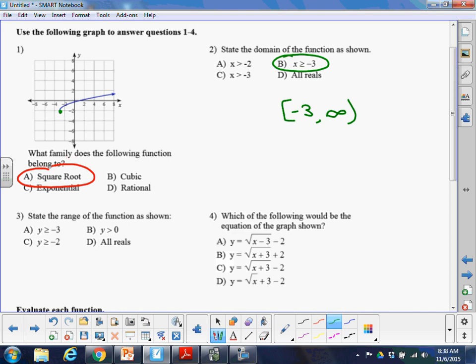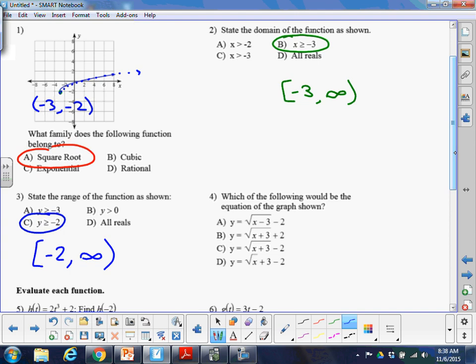Similarly, the range of this function, where it's starting, again, remember the coordinates down here are -3, -2. So the y values start at -2 and then gradually just increase and increase and increase. So the range would be all y's that are greater than or equal to -2. Similar interval notation would be from -2 to infinity. Okay, so now which equation could represent that?